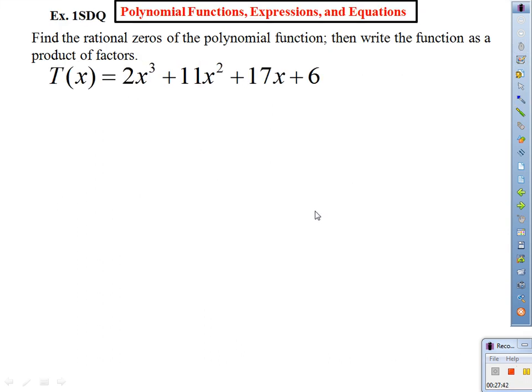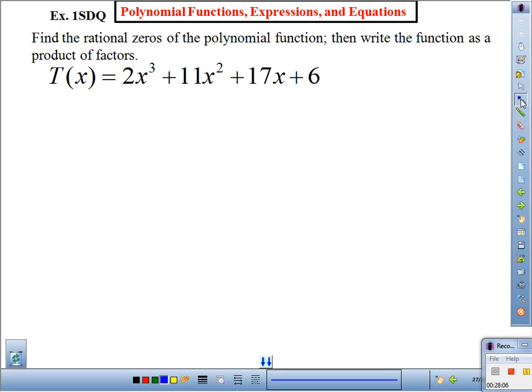Copy this one. Example 1, super duper cube. The function given is t of x equals 2x cubed plus 11x squared plus 17x plus 6. All right. Let's see. Fernando went last. Fernando, pick someone. Ponce, get us started, please.